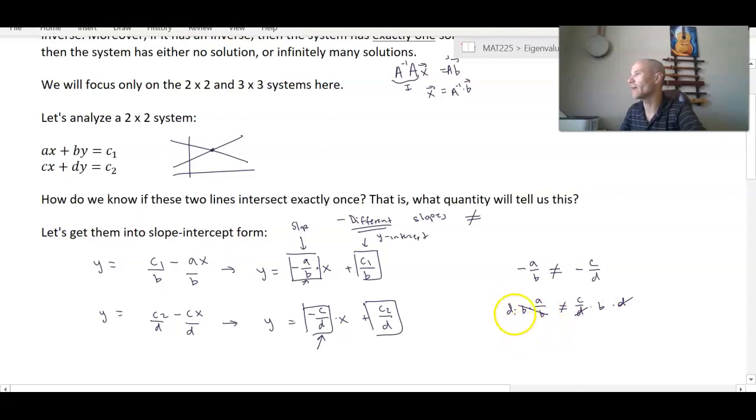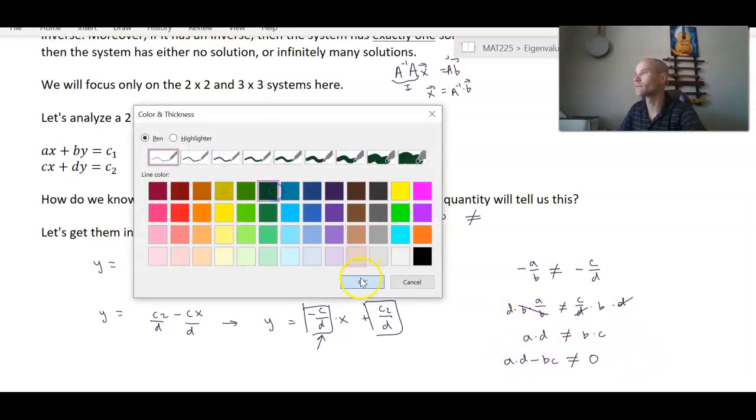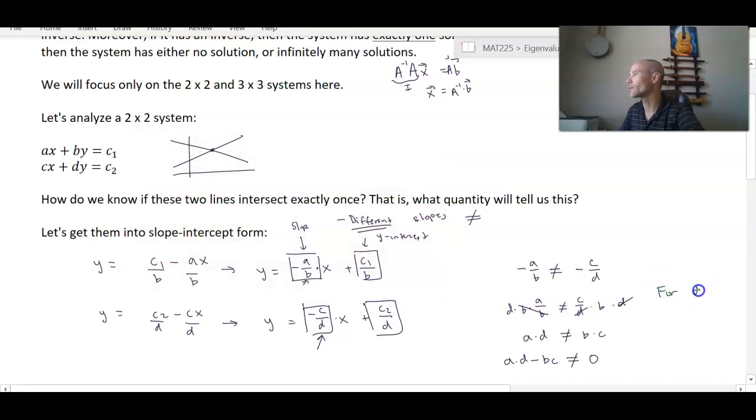And so I'll have d times a, or a times d, cannot be equal to b times c, or c times b. Now if I move that over, I get this inequality: AD minus BC is not equal to 0. So for them to have different slopes, AD minus BC cannot be equal to 0.